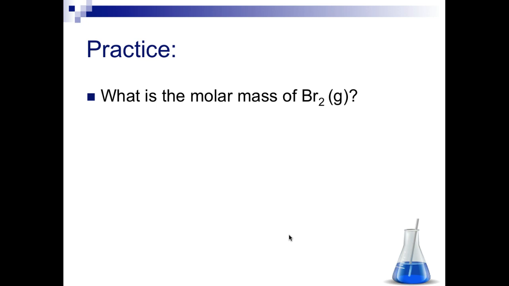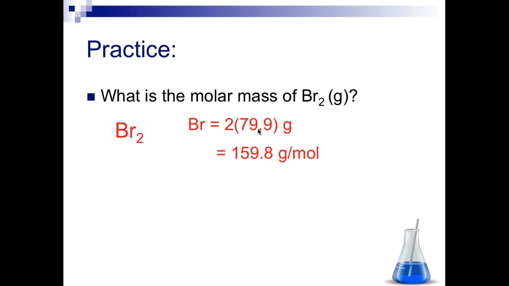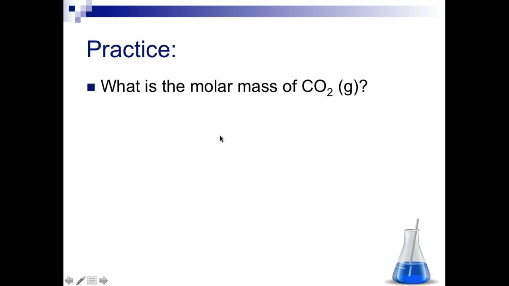What about for bromine, Br2? Pause the video, answer this on your own. Welcome back. Well, we're looking at Br2. Bromine is off the periodic table, but we have two of them because of our formula. Br2 says that we have two. So we have to take 2 times the mass of bromine off the periodic table. And that will give us a total of 159.8 grams per mole. And this is the molar mass of bromine.